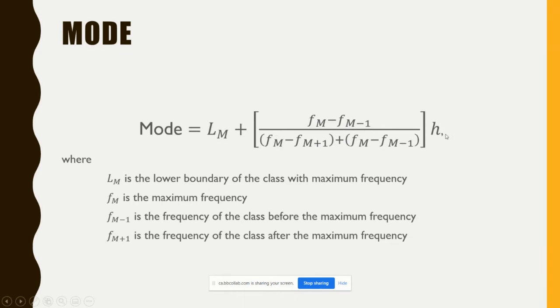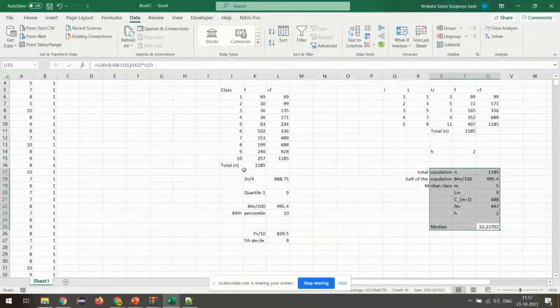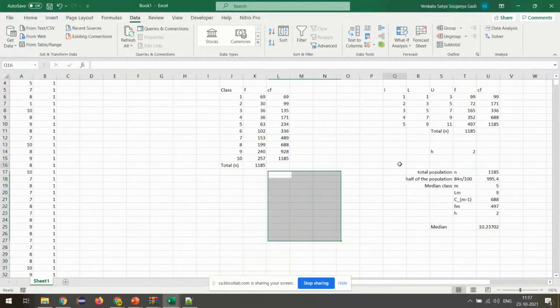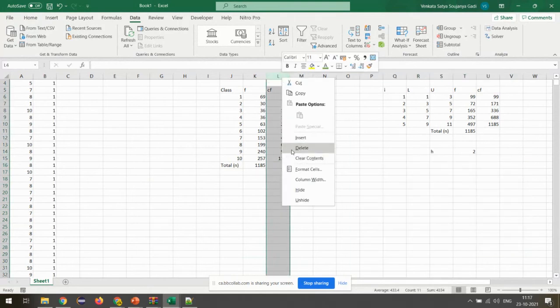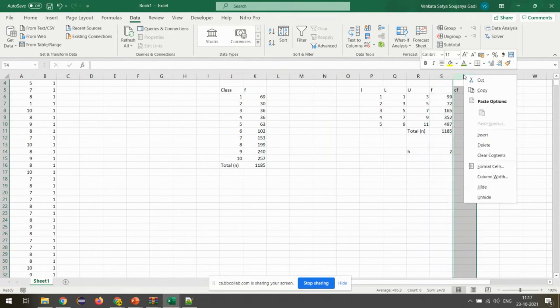So let us do it through an example of the same IMDb rating. Let me delete this, and let me remove this. We don't want this.